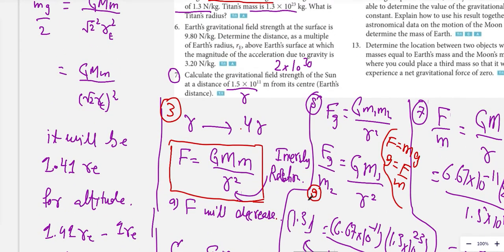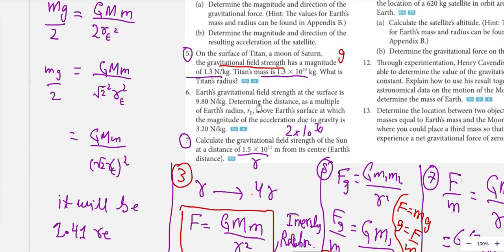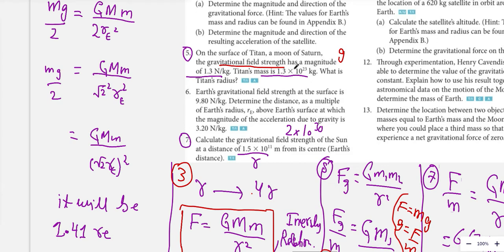M2 is not given separately; it is given in terms of unit mass, which is 1 kilogram, because over here it is written that on Titan moon the gravitational field strength has a magnitude of 1.3 Newton per kilogram. So it means that a force of 1.3 Newton is given for 1 kilogram of mass. So M2 is 1 kilogram and force is 1.3 Newton. Or you can say that Fg by M2 is 1.3.